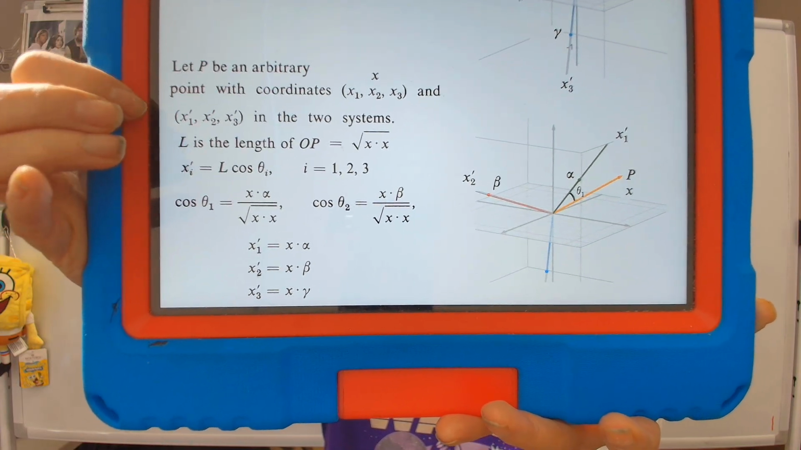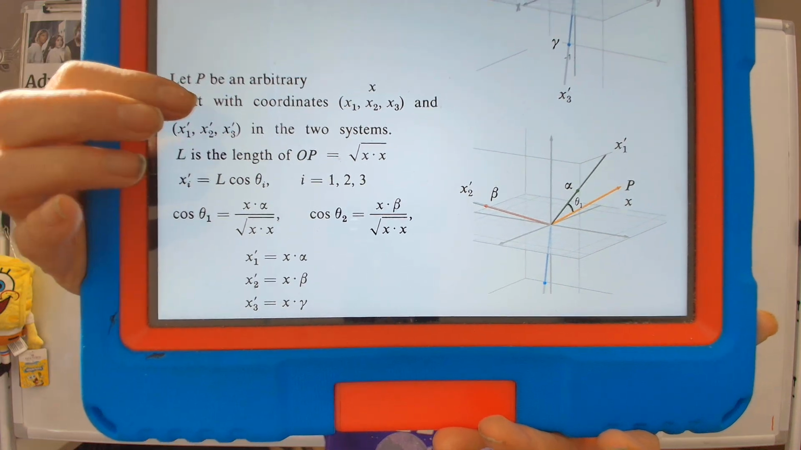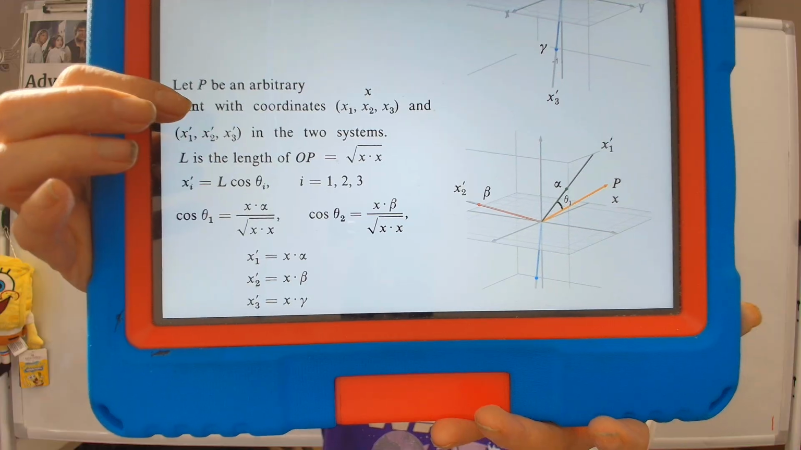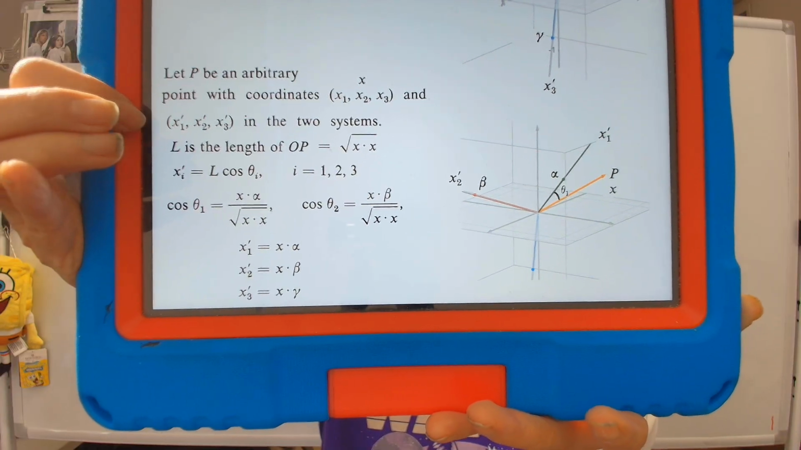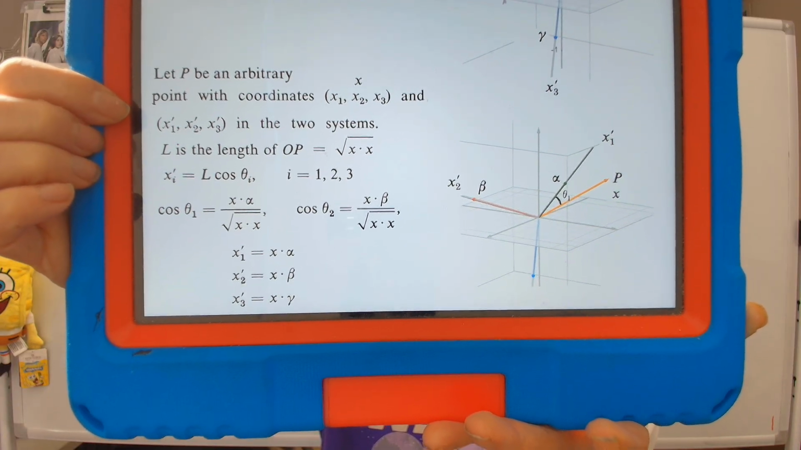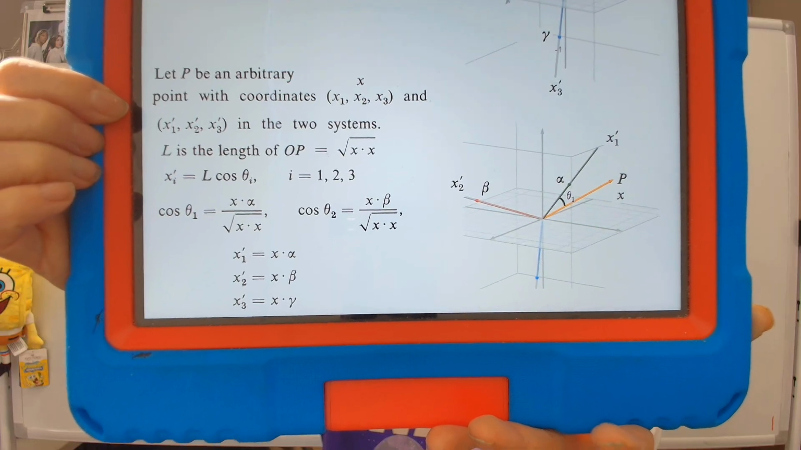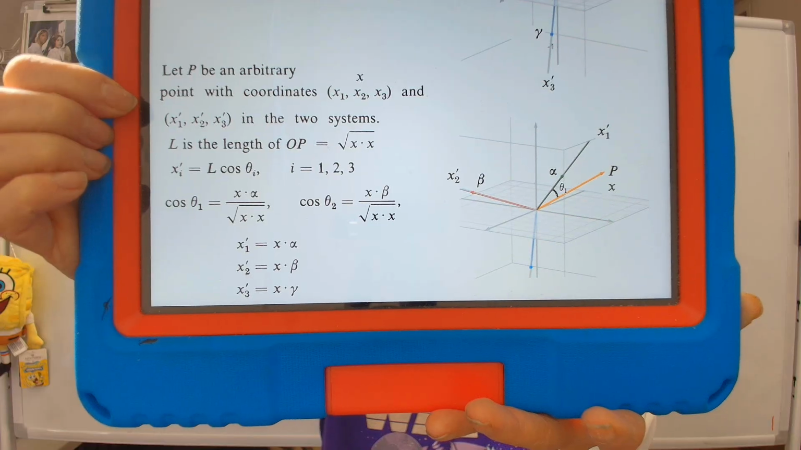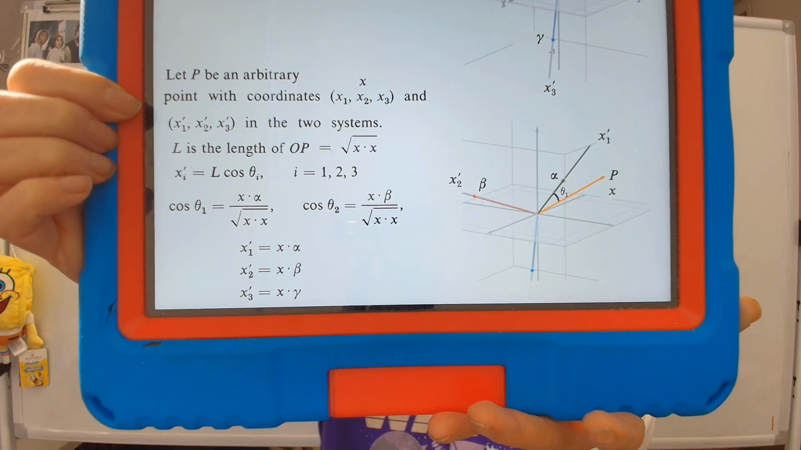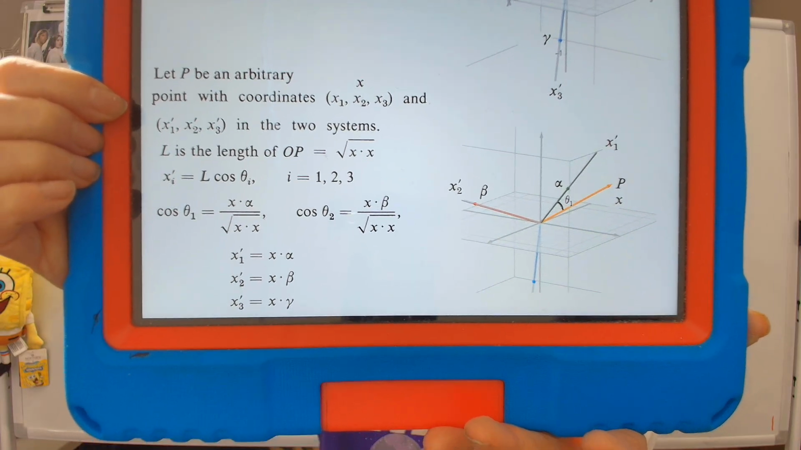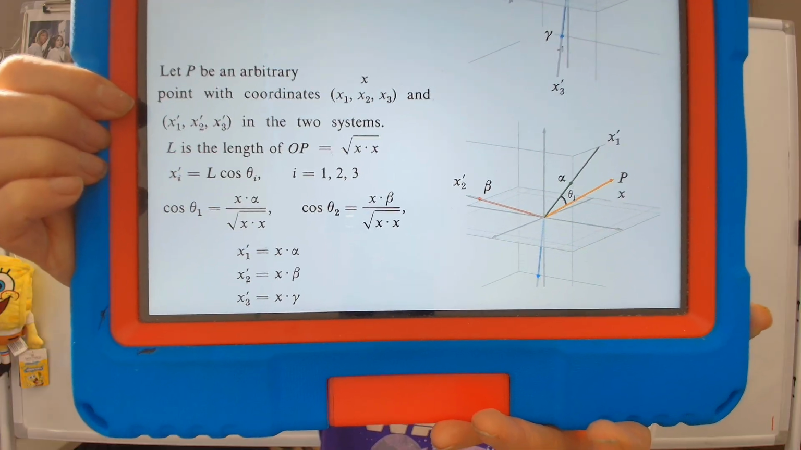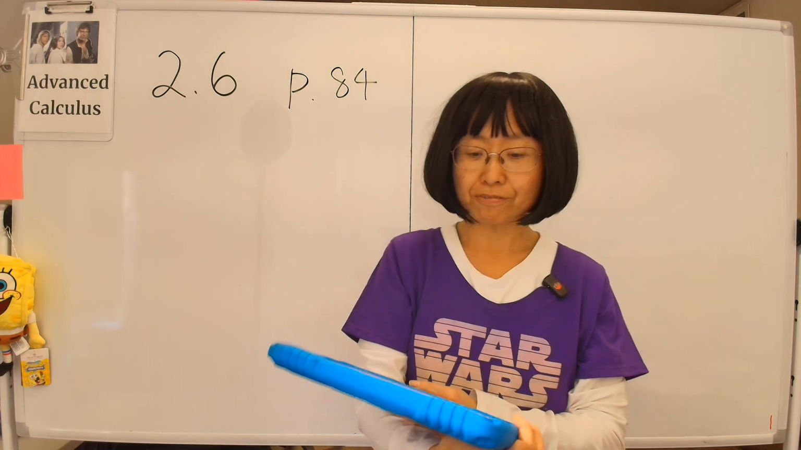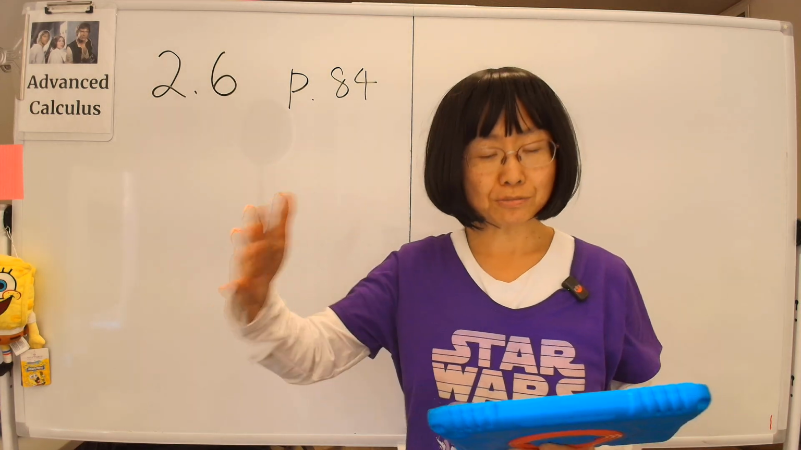P is a point that has a coordinate system with the old one, which is x1, x2, x3, and then it'll have a different bunch of numbers in the new system. If you pretend that the x1, x2, x3 is the new xyz coordinates, what would the new coordinates of P be? We're going to calculate that. But first, we're going to calculate the length from the origin to the point P.